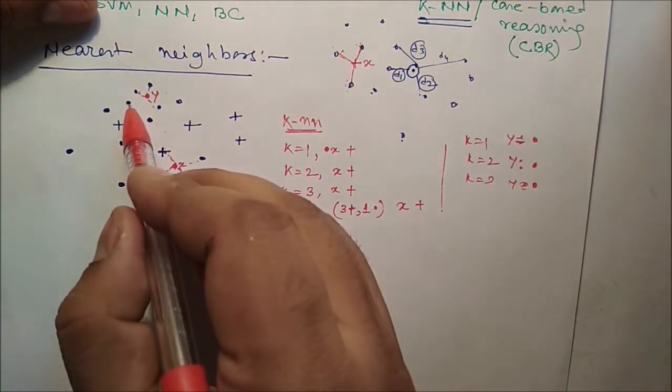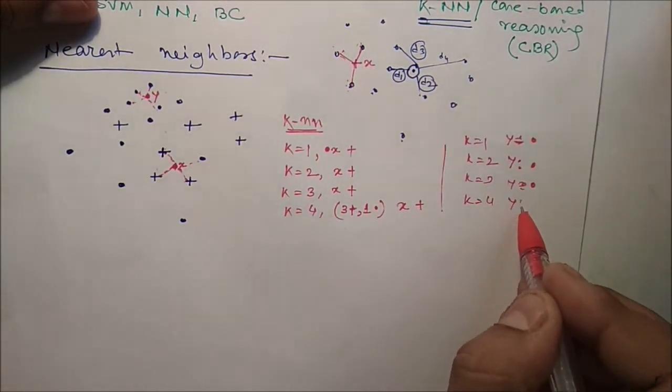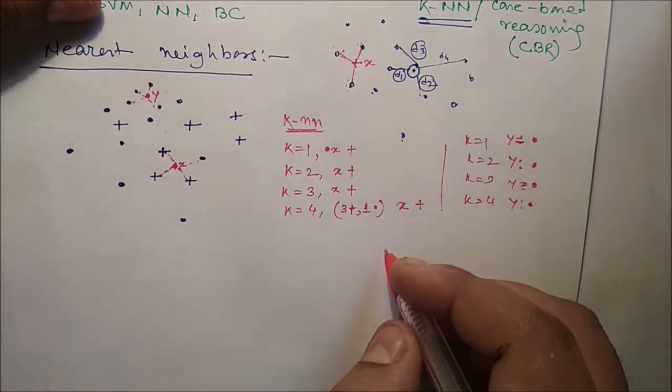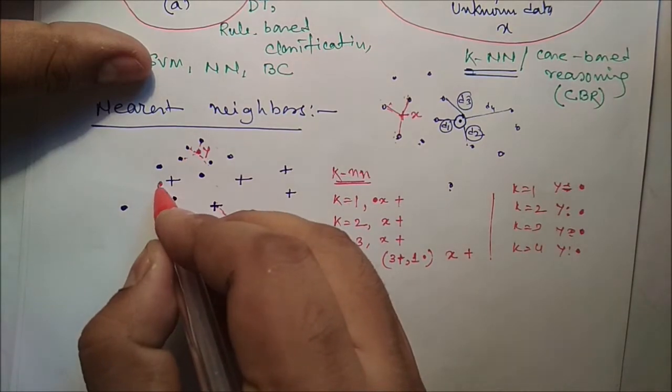K is equal to 4, nearest 4, this one. So class level will be what? Same dot. Are you getting there? Now suppose your data is somewhere here, z.